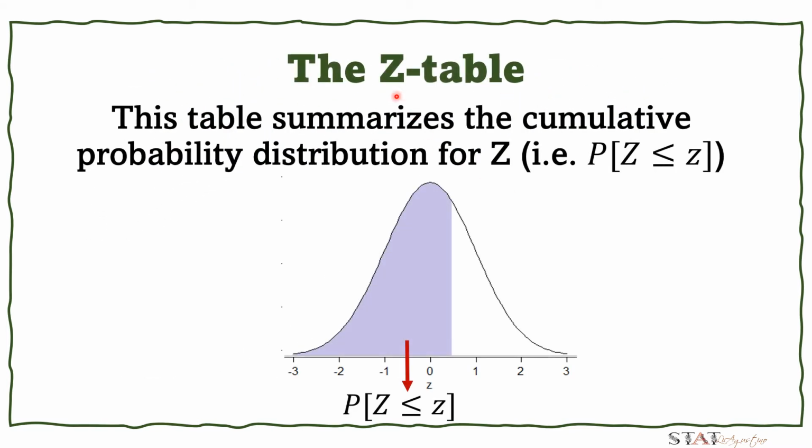So the z-table summarizes the cumulative probability distribution for z. Mathematically, you can present it this way: the probability of z, this is your distribution, less than or equal to your z-score, your z-value. So this is in this area. Whenever you see this mathematical presentation, it signifies the probability that falls within your z-score or z-value, in this area. So let's proceed.